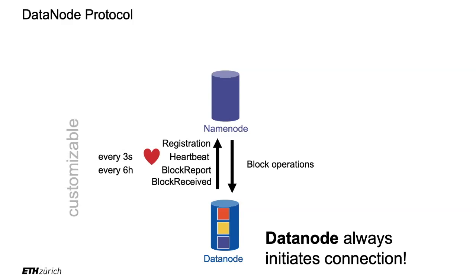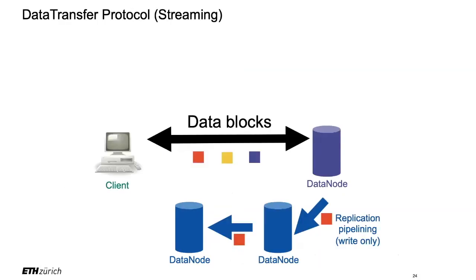Now, what's very important is that these instructions that the name node gives to the data node are always as a reaction to a heartbeat. The name node will never directly connect to a data node. It waits for 3 seconds, it waits for the next heartbeat, and as soon as it receives the heartbeat, hey, I'm still here. Oh, by the way, here is an instruction for you. This is how it works. Okay, so this is the data node protocol.